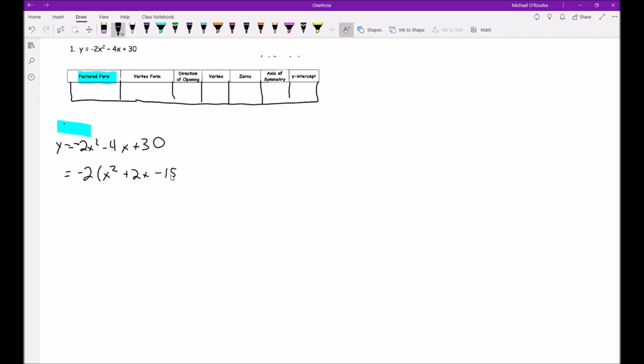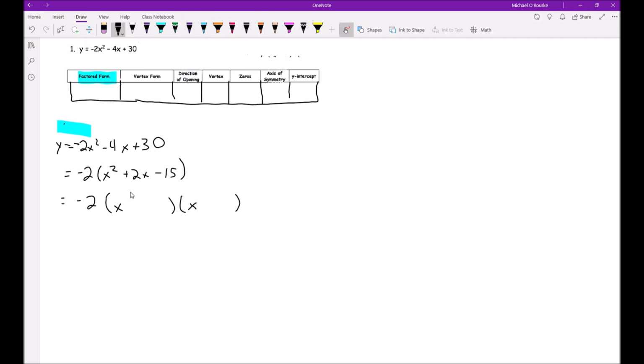Minus 15. Okay? Now, if we think back to our factoring, we need two things that multiply to make x squared, which are x and x. Now we need two things that multiply to make 15. Okay? Can someone tell me the two numbers I'm looking for there?